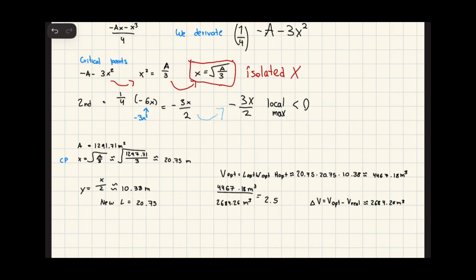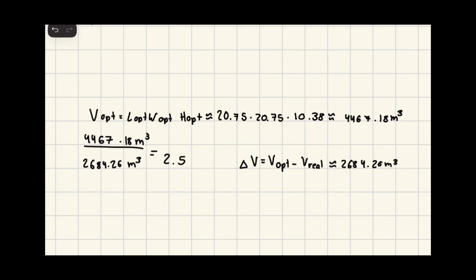So our new length is this number, and the width too since we used this equation, and our new depth is 10 meters. Last but not least, our new optimized volume equals the multiplication of all our sides, and this is our new optimized volume, and we can divide it by the change of our optimized volume minus our real volume, to know that our model is 2.5 times better.